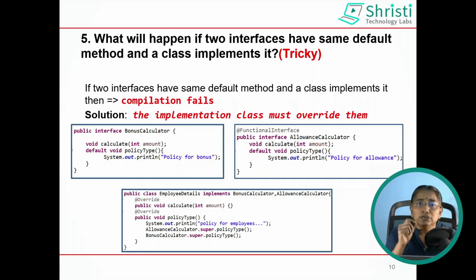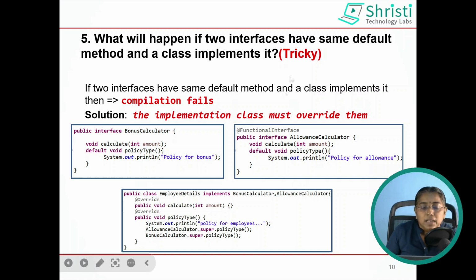What will happen if two interfaces have the same default method names and a class implements both the interfaces? This is a tricky question. Usually this is asked in interviews. In this case, the compilation fails. I have a class, I am trying to implement two interfaces which are having the same default methods, means it throws diamond behavior. To avoid that, Java makes the compilation fail. So, it is mandatory that the implementation class should override the default method that is available in the interfaces.